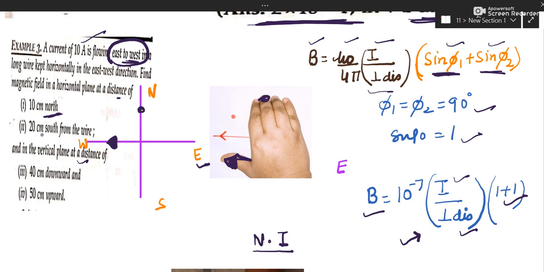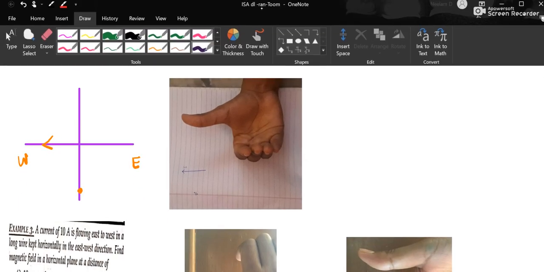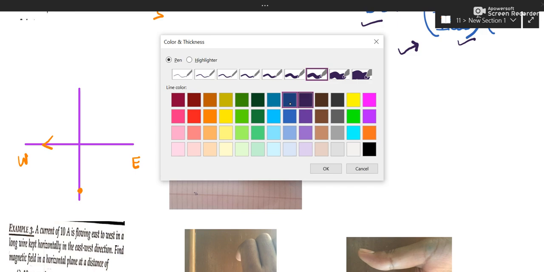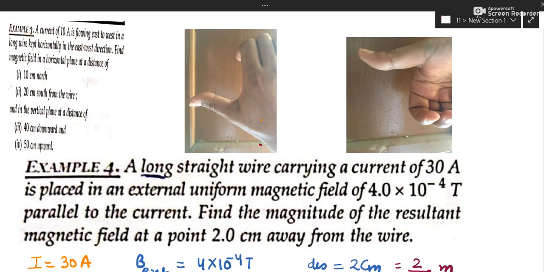In second part, it is 20 centimeters south. So, see, numerical you can solve on your own because only the perpendicular distance is different. So you can put a different value of perpendicular distance in the same formula. Magnitude you can obtain, and for direction you can see this is current and point is located here. So it is normally outward for second part. Now let us see two more parts are given. 40 centimeter downward. The point is 40 centimeter downward.